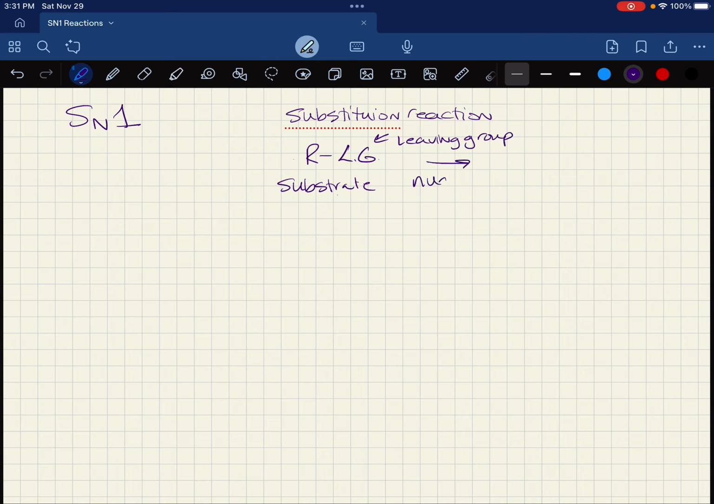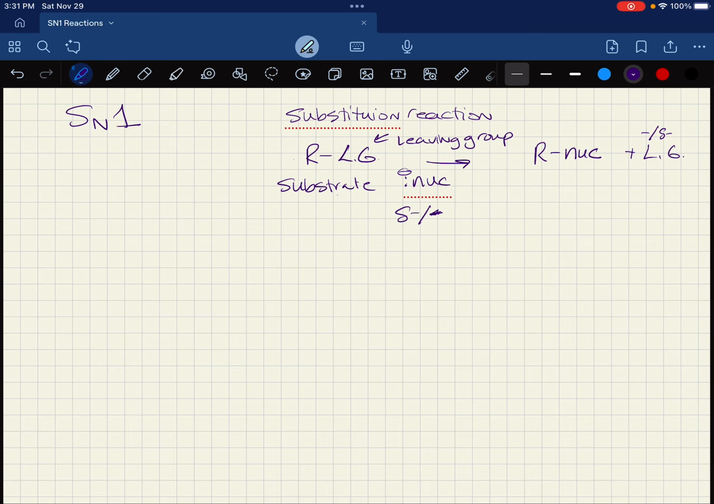and we'll have a nucleophile present, and the nucleophile might be neutral or negatively charged. If it's neutral, it'll have a partial negative or full negative charge. And the product will be the substitution of the leaving group for the nucleophile, and then the leaving group having left. Depending upon the structure, the leaving group might have a negative charge or it might be neutral, typically with an atom with a partial negative charge.